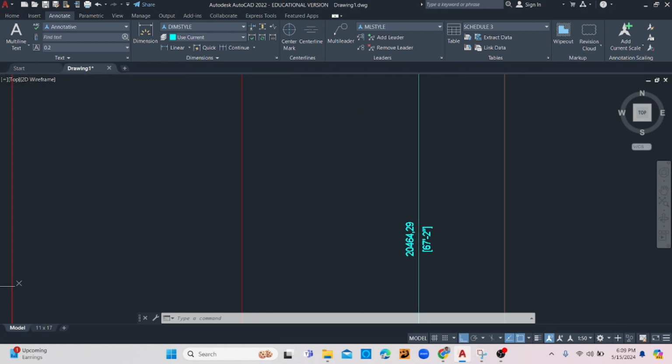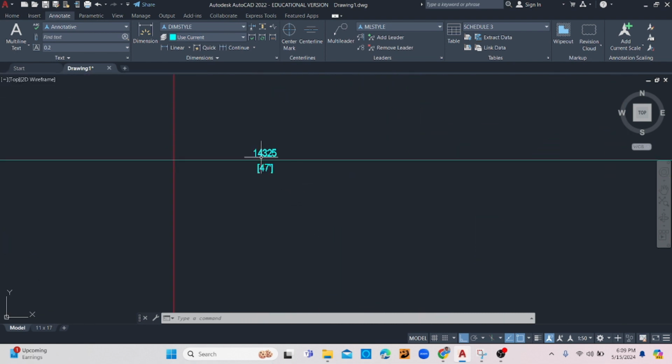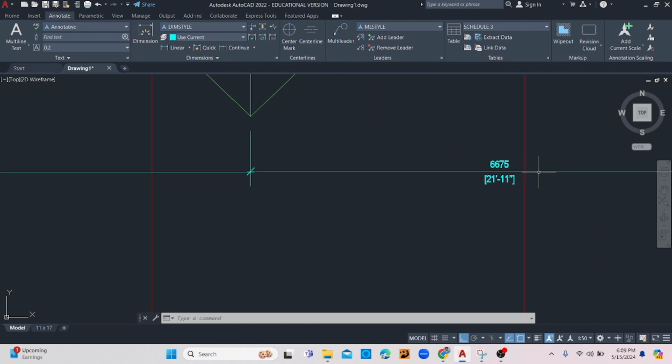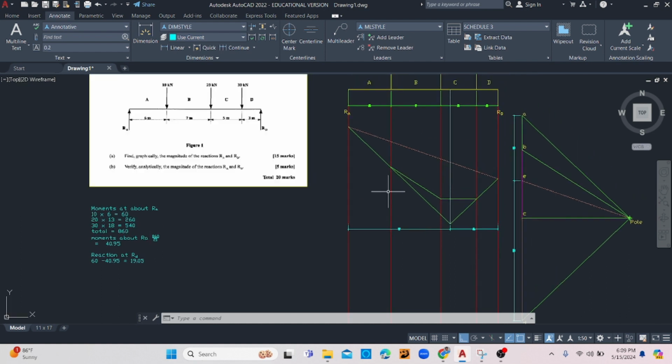What's this number here? 20,000. Whatever this is, 20,460. 14,000. 60. 14,360.